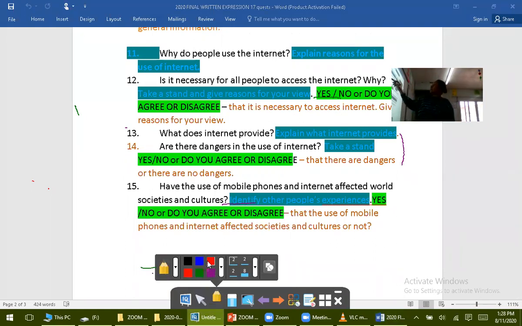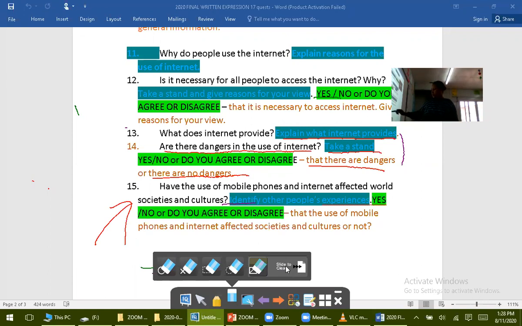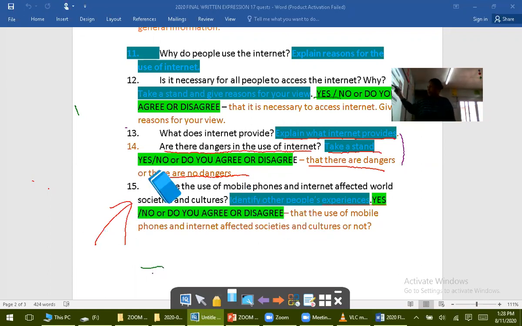And what does internet provide? Explain what internet provides. 14, are there dangers in the use of internet? You take a stand, yes or no, do you agree or disagree? And explain what these dangers are. Have the use of mobile phones and internet affected world, societies, and cultures? That means they're giving you a clue. You can use other people's experiences from outside. How did mobile phones affect their cultures? All right, so that's number 15.